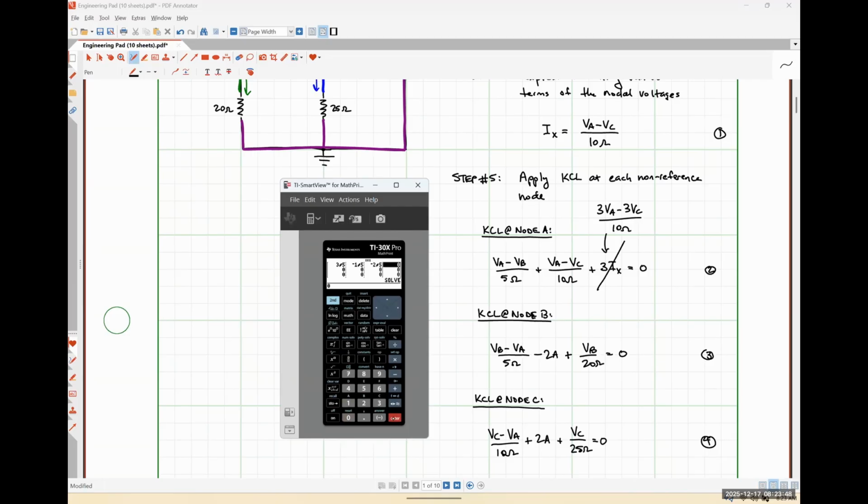All right. And I don't have any constant terms, so I'm just going to leave that as 0 and press enter. Now I'm on to my second equation.